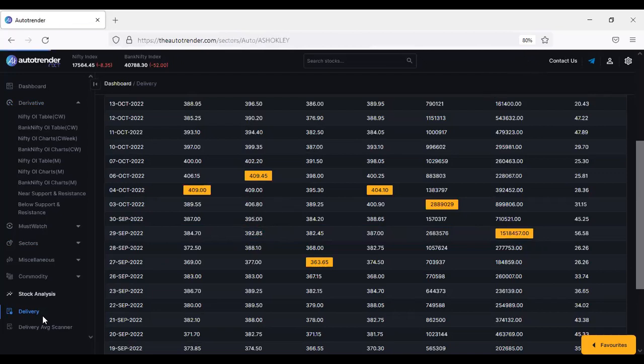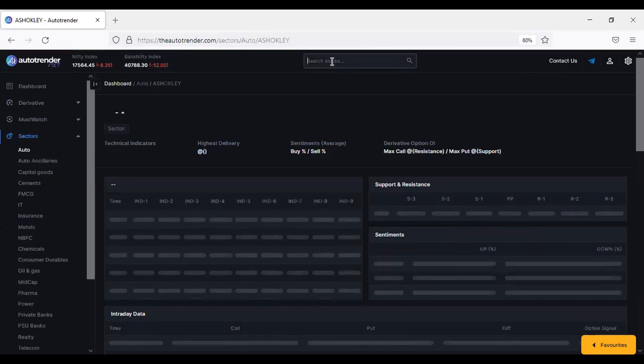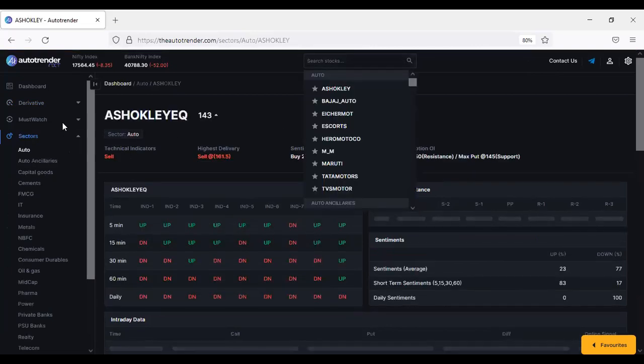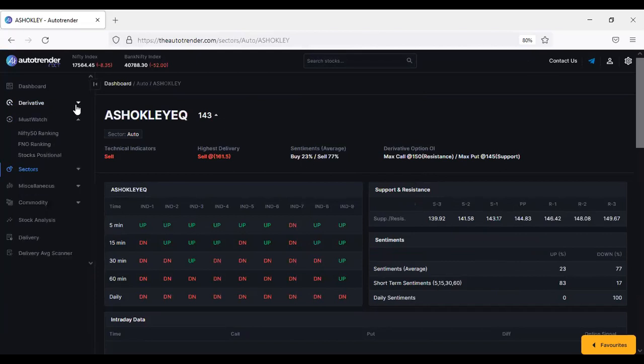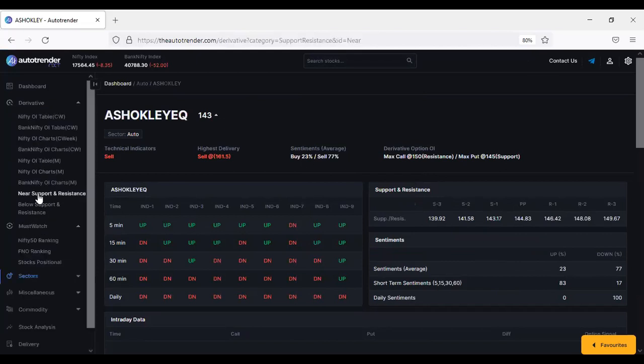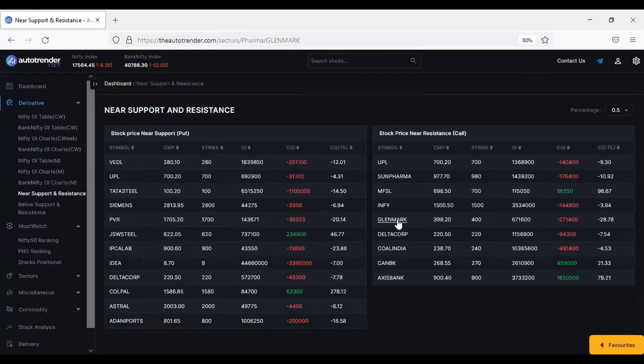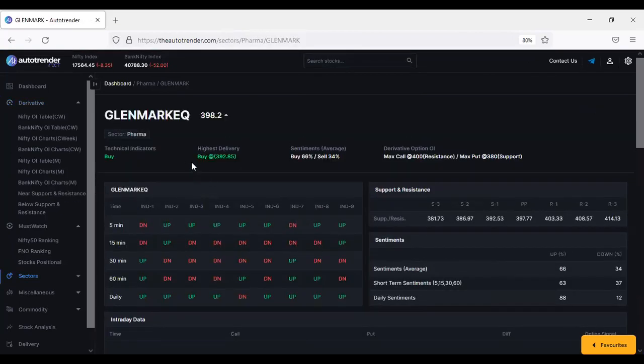Go to stock analysis, or just go to the derivative section. Now Glenmark. The same highest delivery 392.85 is being stated over in the stock analysis. So these are the things which will make you a better trader.